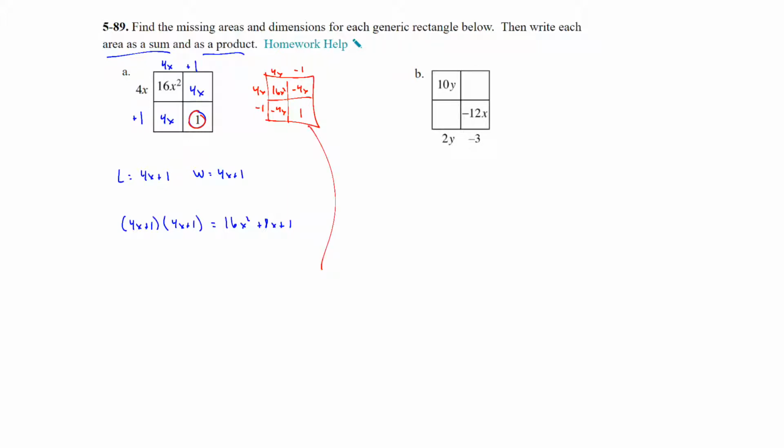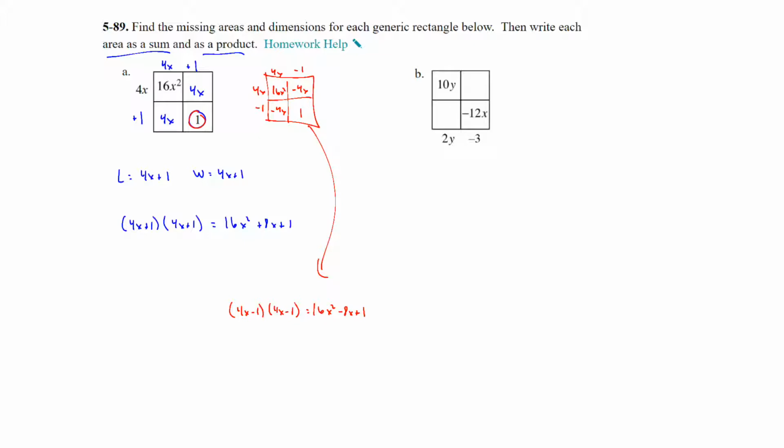So if we did do this one, just to make sure we're clear, because this would have worked as well. This would have been 16x squared minus 8x, but still a positive 1 there, and it would have been 4x minus 1 times 4x minus 1. So that is another possibility on that one.